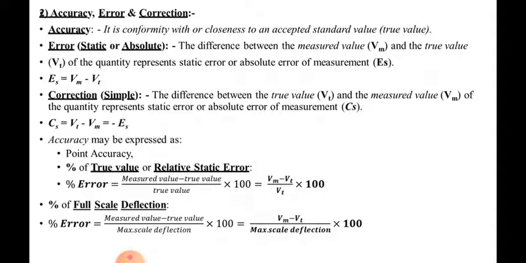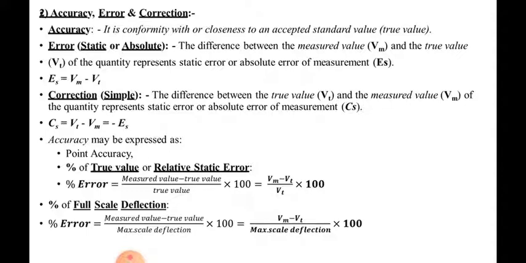That deviation is nothing but what will represent the accuracy. Okay, so second is error, static or absolute. There are two types of error. What that error is, static, or it may be absolute.